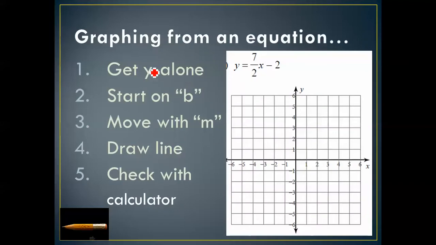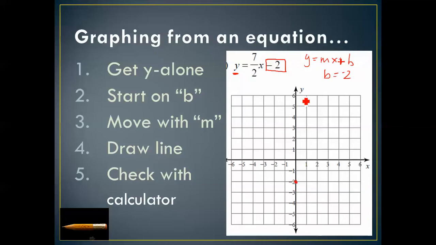Graphing from an equation. Here are our steps. We need to get y alone. So here's an example, and there's y, all alone. So we're going to start on b. Our b is our y-intercept in our formula y equals mx plus b. So here's our b. b is -2. So we're going to start on -2.